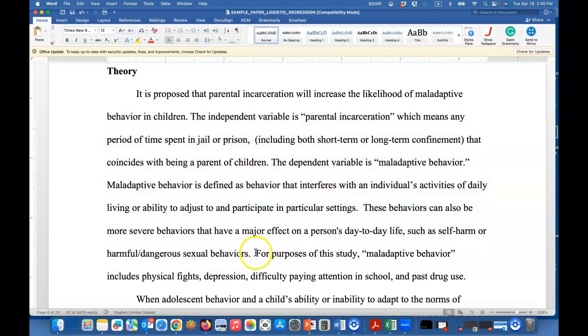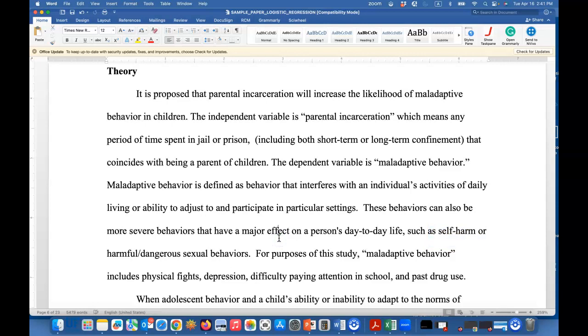And then again, you can get into some more specifics. Maybe you've already chosen some variables that will represent this, and you can say a statement like this. For purposes of this study, maladaptive behavior includes physical fights, depression, difficulty paying attention in school, and past drug use. So they selected a few specific behaviors that would illustrate these major effects as well as the harm.